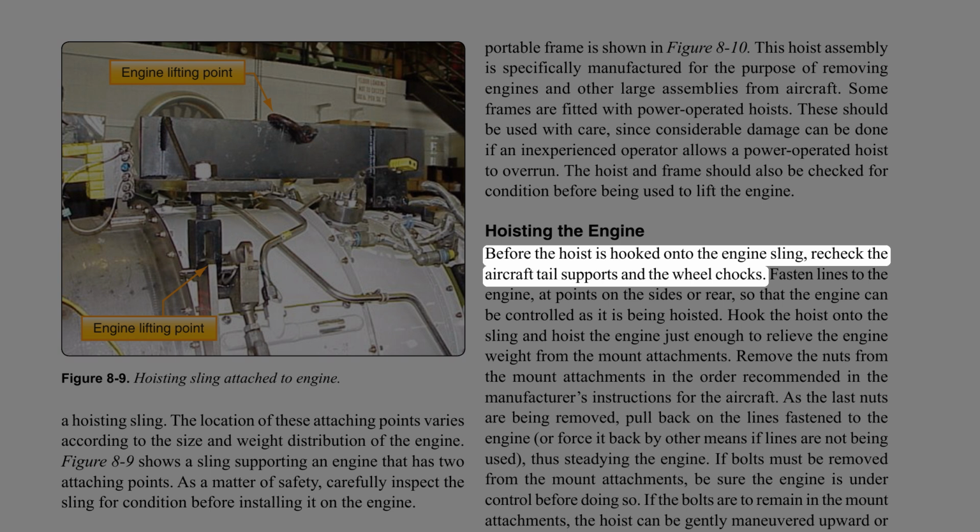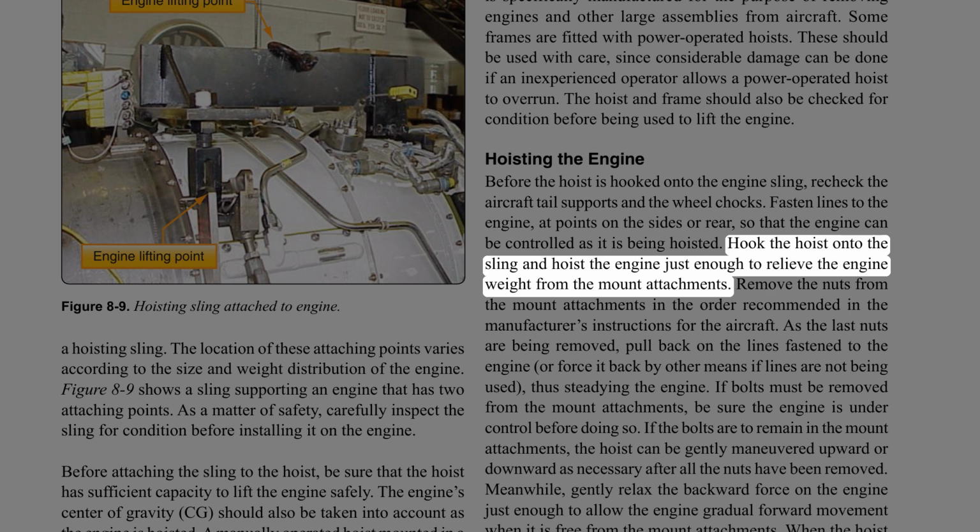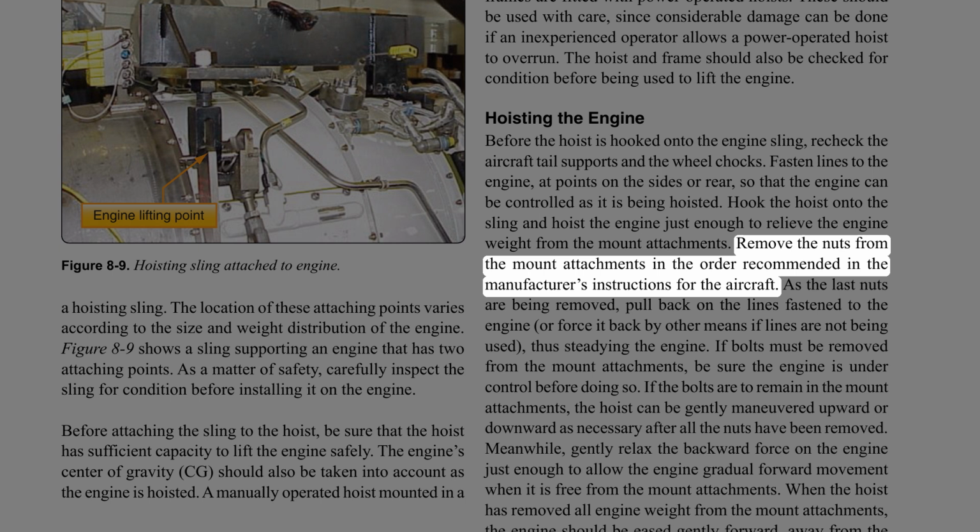Hoisting the engine. Before the hoist is hooked onto the engine sling, recheck the aircraft tail supports and the wheel chocks. Fasten lines to the engine, at points on the sides or rear, so that the engine can be controlled as it is being hoisted. Hook the hoist onto the sling and hoist the engine just enough to relieve the engine weight from the mount attachments. Remove the nuts from the mount attachments in the order recommended in the manufacturer's instructions for the aircraft.